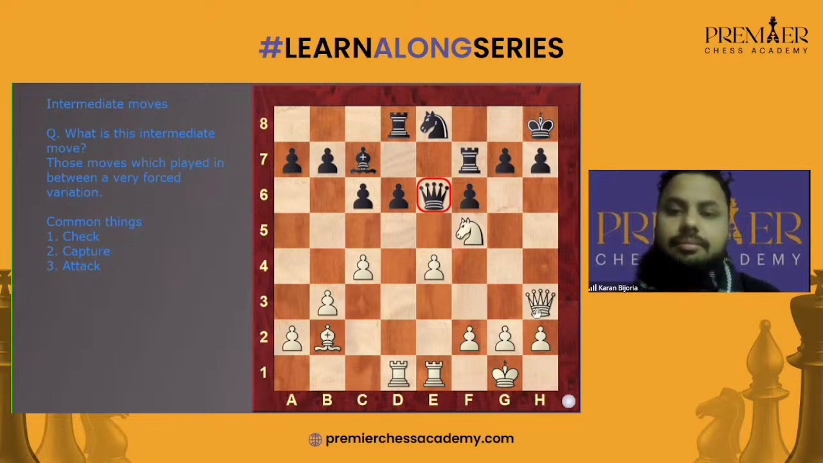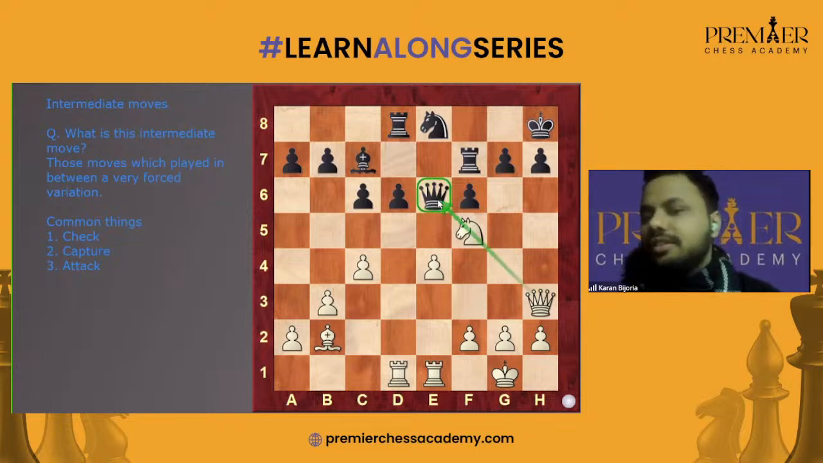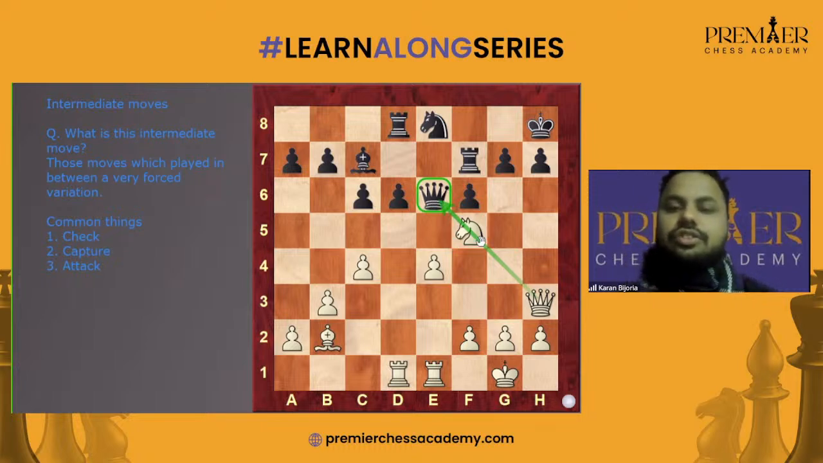Sir, my queen is already attacking the queen. Okay, but this knight is in the way. So what should we do? We should remove the knight. Now the question arises: where should you move the knight? Where to move this knight? Correct. Now, can we just remove it from here?